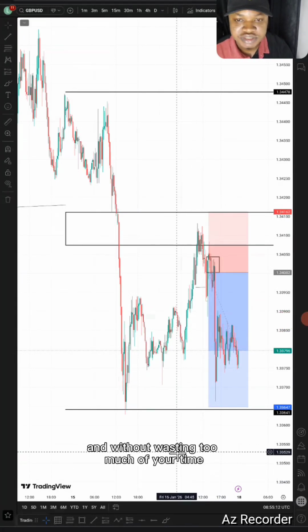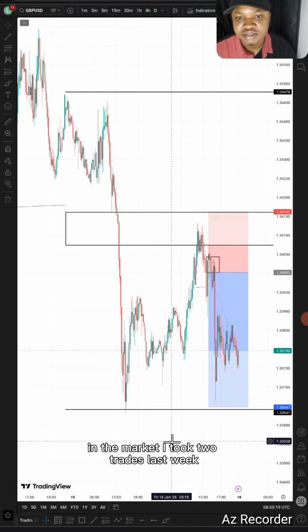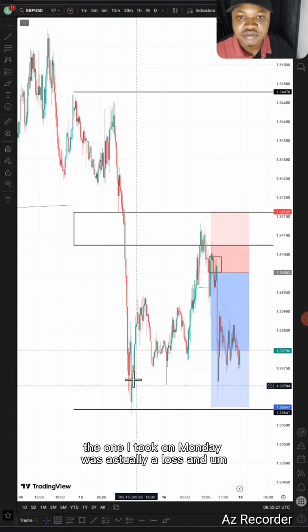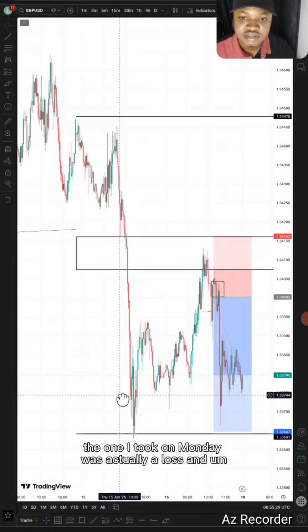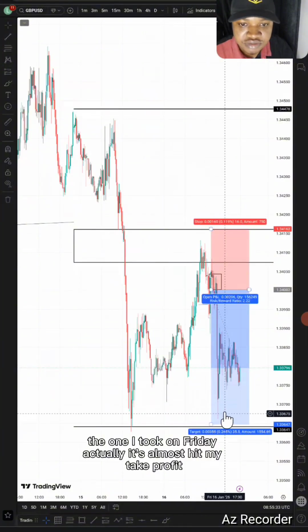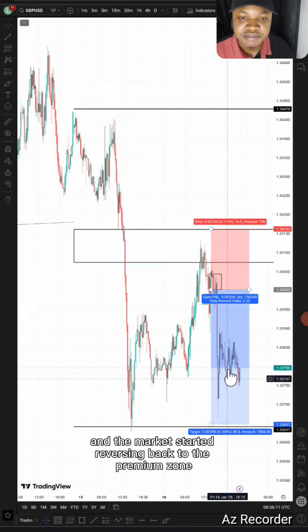Without wasting too much of your time, I just want to share with you the little experience I had last week in the market. I took 2 trades last week, one on Monday and the second on Friday. The one I took on Monday was a loss, and the one I took on Friday was my take profit. It was just 1 pip away from my take profit, and the market started reversing back to the premium zone.